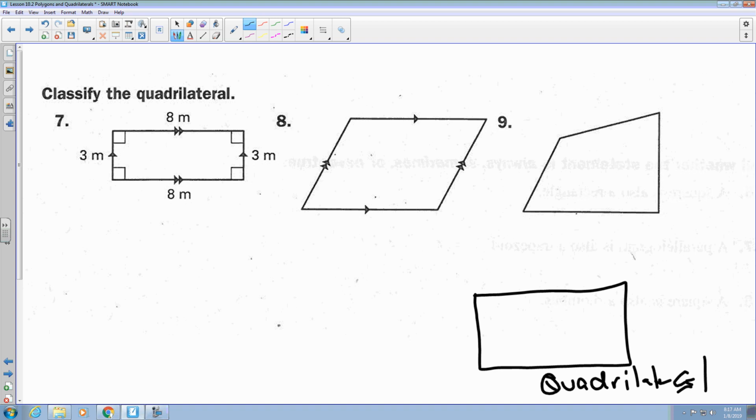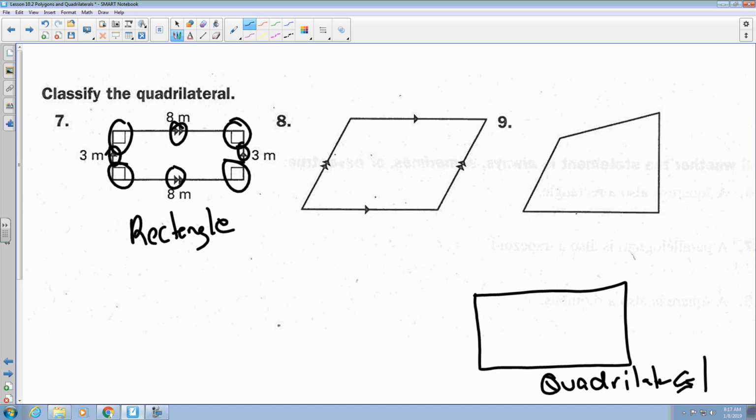So for number 7, they have the parallel signs here and here and here and here. So we have two sets of parallel lines. So we know it's at least a parallelogram. All four sides are not equal, so we know it's not a rhombus. Well, we do know that we have four 90-degree angles, so we could say that this is a rectangle.